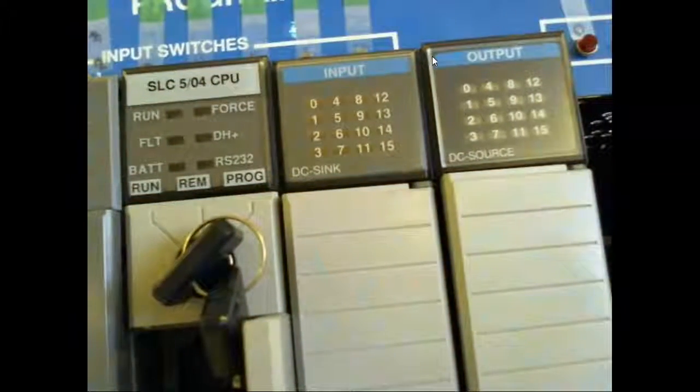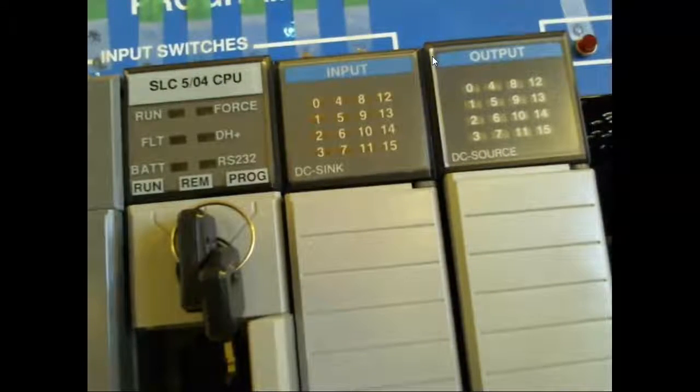Right now we have it in program mode, so we can do one program. And normally what we do is we switch it to remote. That way you can do it through the application. You don't have to do something to switch.